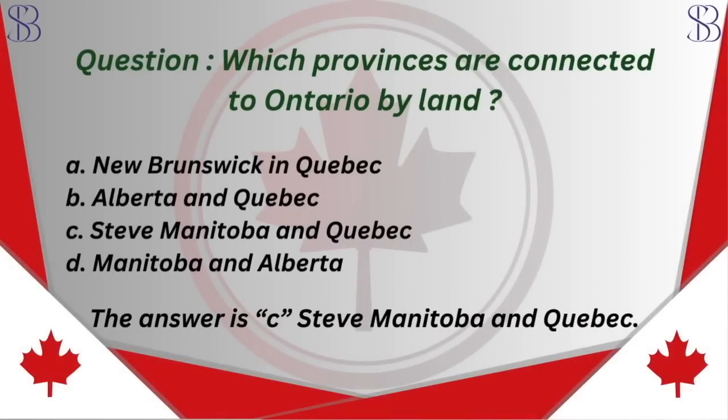Question: which provinces are connected to Ontario by land? A. New Brunswick and Quebec. B. Alberta and Quebec. C. Manitoba and Quebec. D. Manitoba and Alberta. The answer is C. Manitoba and Quebec.